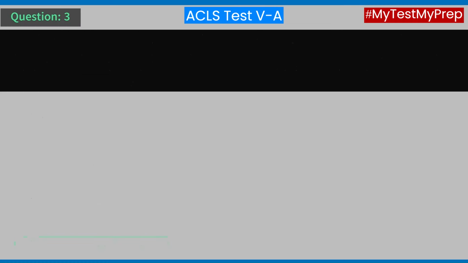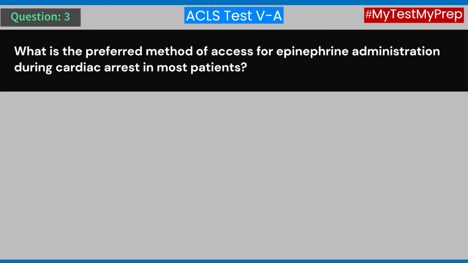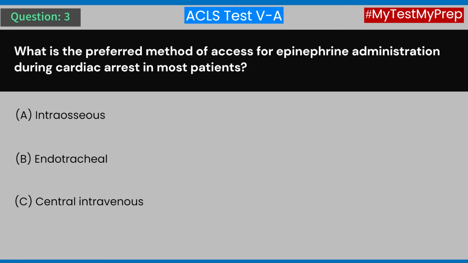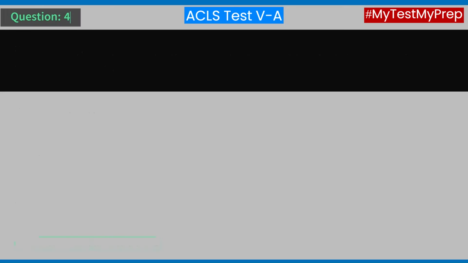Question 3. What is the preferred method of access for epinephrine administration during cardiac arrest in most patients? A. Intraosseous. B. Endotracheal. C. Central intravenous. D. Peripheral intravenous. Answer: D. Peripheral intravenous.